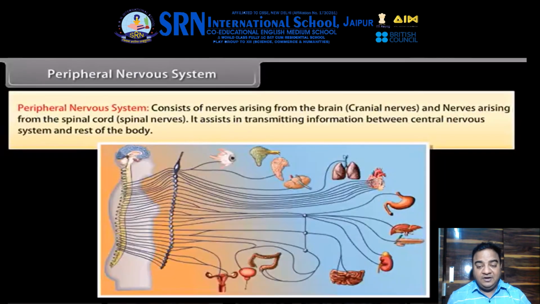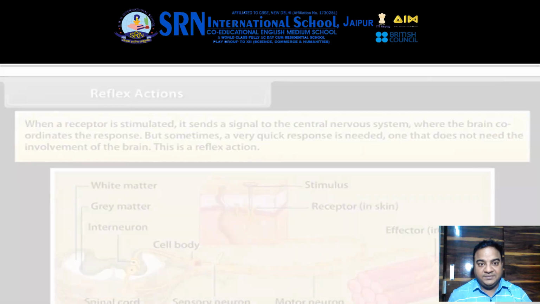What is the peripheral nervous system? Peripheral nervous system basically comprises all the nerves which connect all the important organs of the body with the brain. So it consists of the nerves arising from the brain, cranial nerves, and the nerves arising from the spinal cord, spinal nerves. It assists in transmitting the information between the central nervous system and the rest of the body.